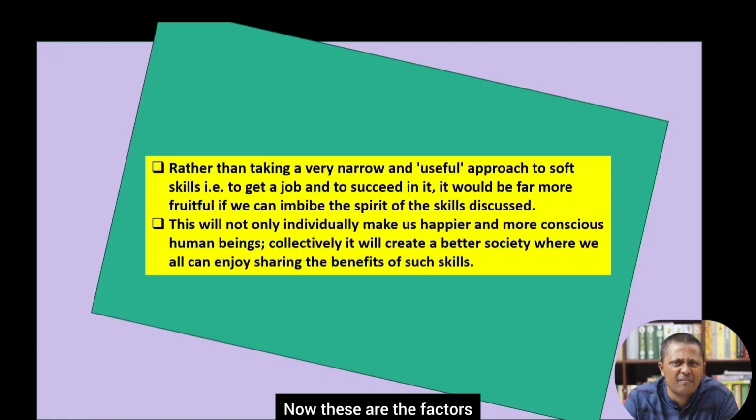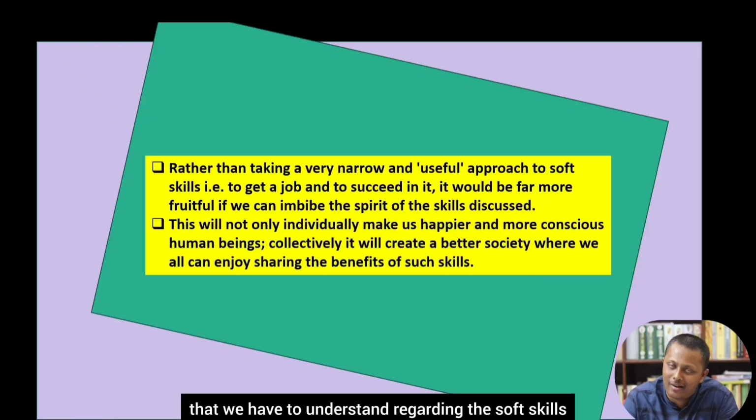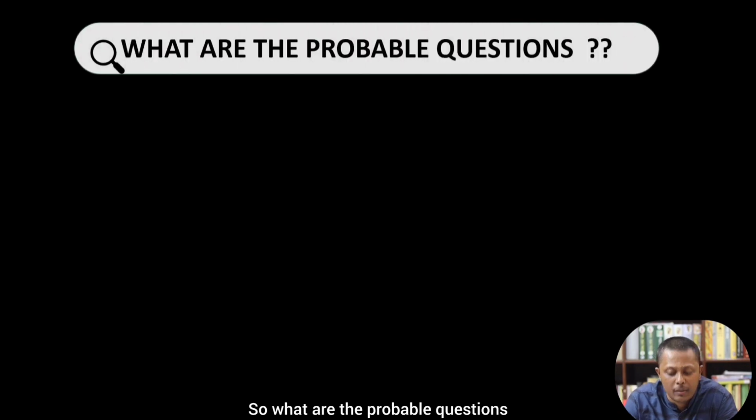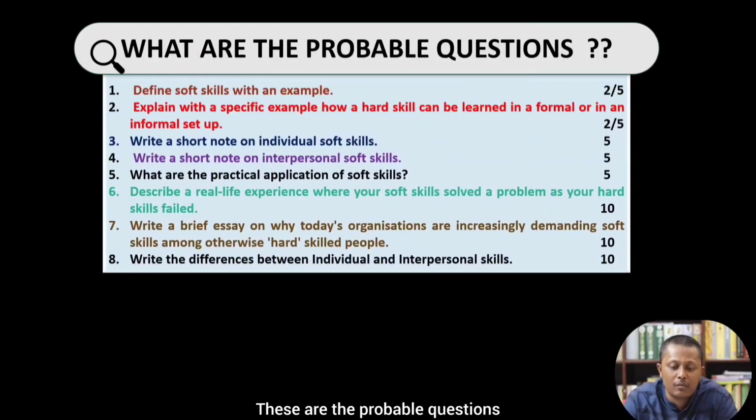Now, these are the factors that we have to understand regarding soft skills. Now, let us move on to the probable questions. So, what are the probable questions? These are the probable questions that may be asked on 2 marks, 5 marks, and 10 marks. Define soft skills with an example, explain with a specific example how a hard skill can be learned in a formal or an informal setup, write a short note on individual soft skills, write a short note on interpersonal soft skills, what are the practical applications of soft skills, etc.